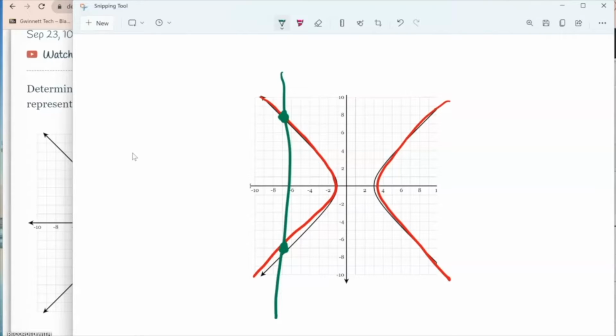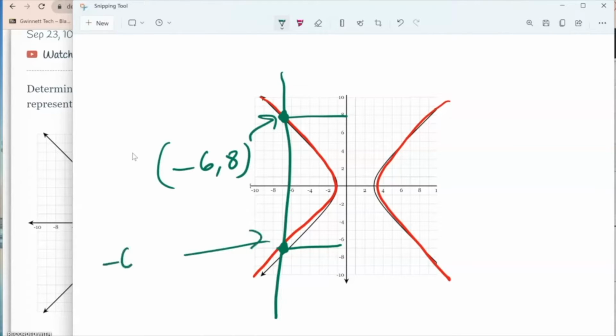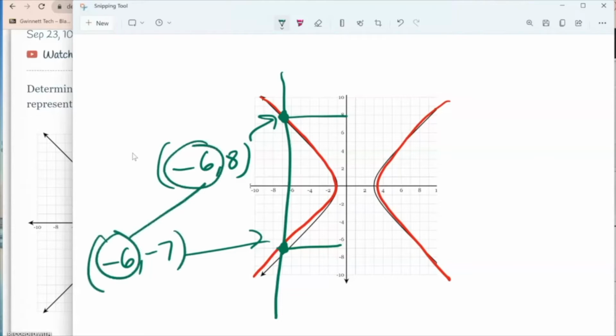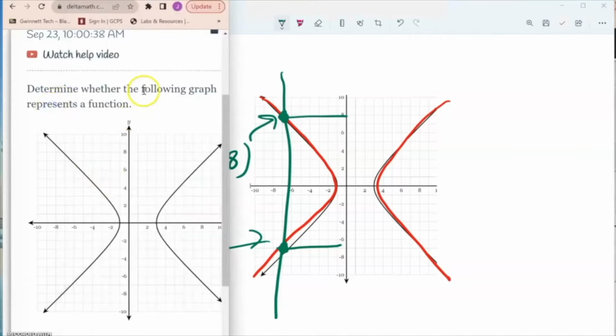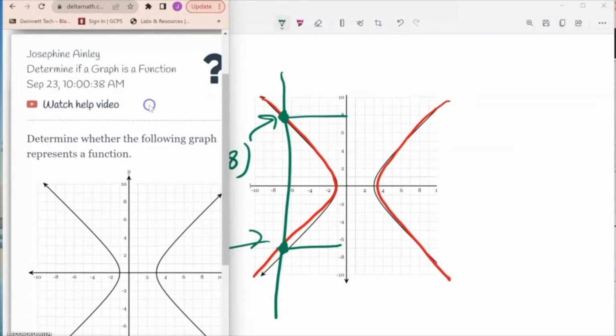So x is repeated at these 2 points, and I'll just prove that to you really quickly. I'm going to write down these 2 coordinates. My writing is going to be a little off, but -6, 8 is this one. And then this one right here is -6, -7. And you can see at that point, x is repeating. So that's what a vertical line test does. It makes it to where you don't have to write coordinates down. So if it crosses more than 1 time, it is not a function. So this one is not a function. If it only crosses 1 time, it is a function.